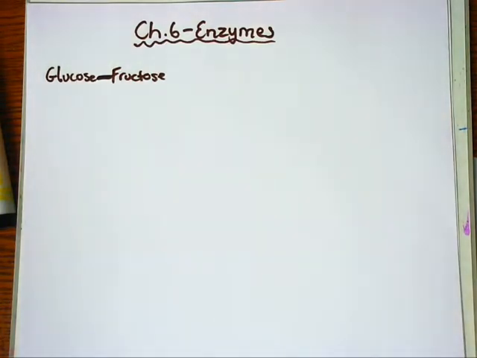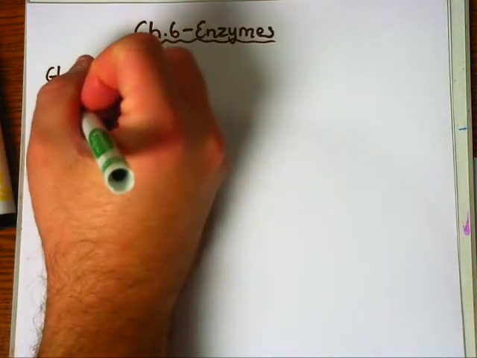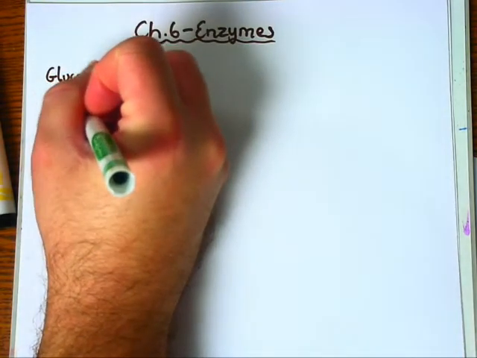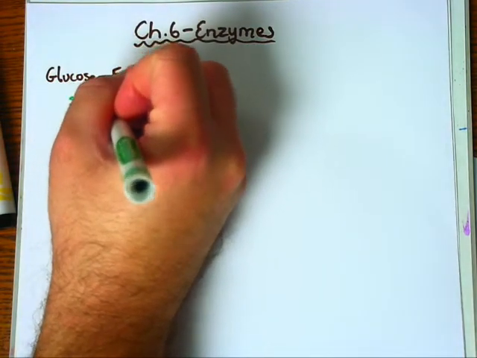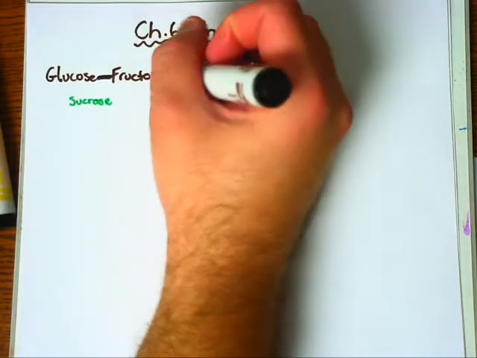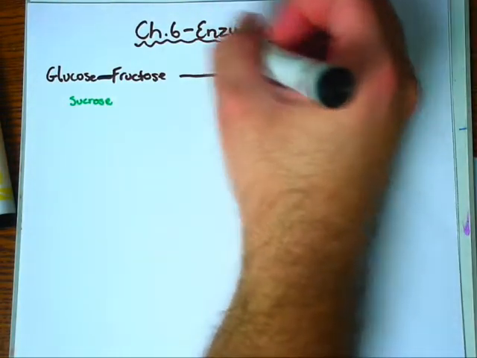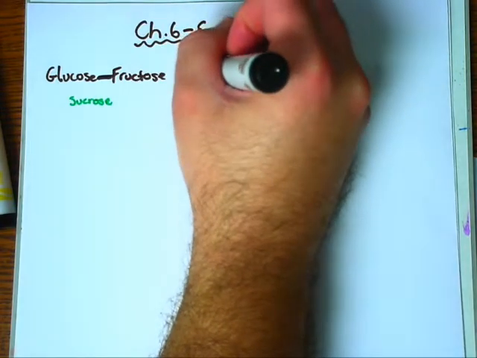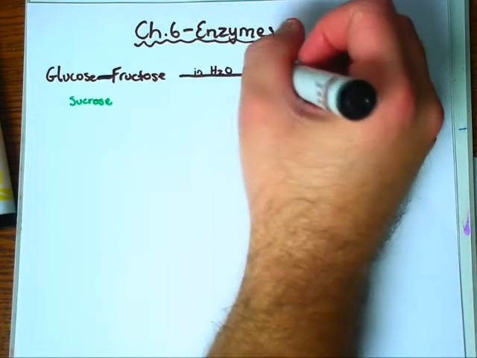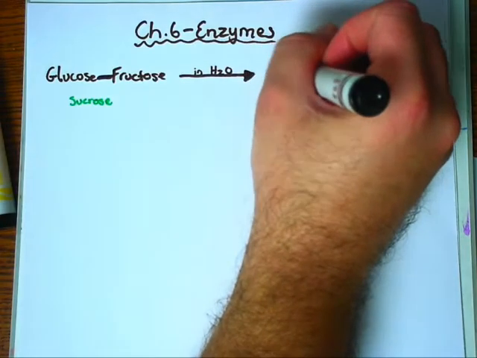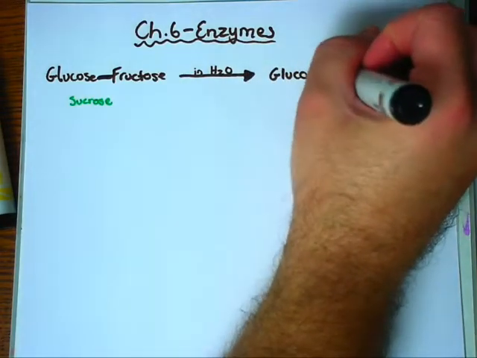Not maltose. That's two glucoses. Does it start with an S? Yes. Is it sucrose? Sucrose. So I have sucrose. And if I take my sucrose and I put it in water, the sucrose can break down into its components, glucose and fructose.